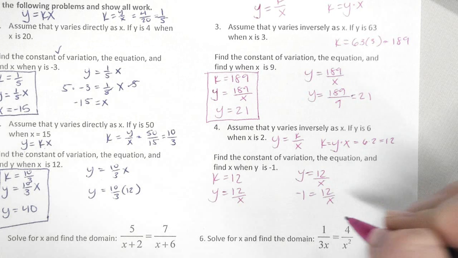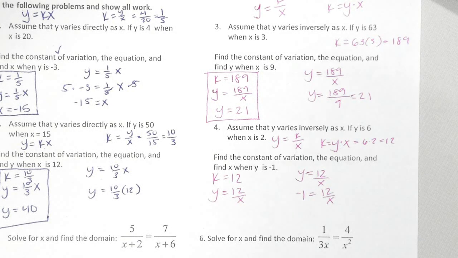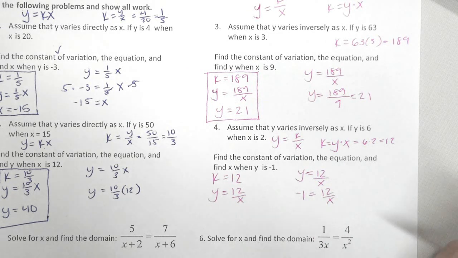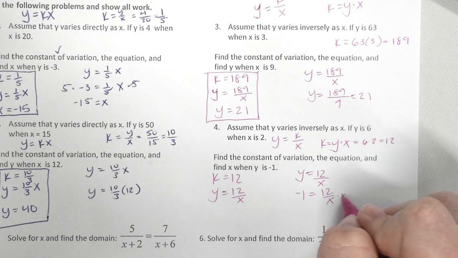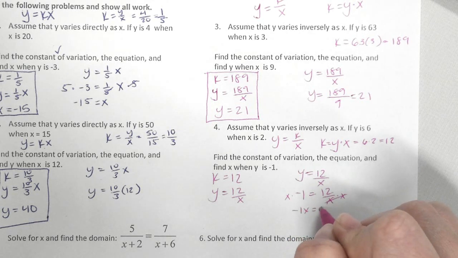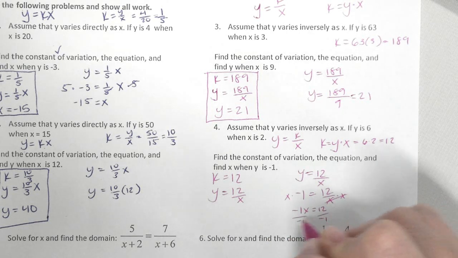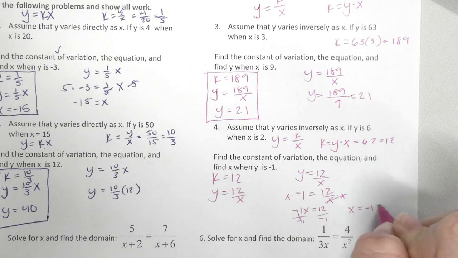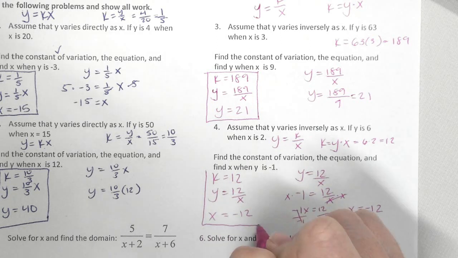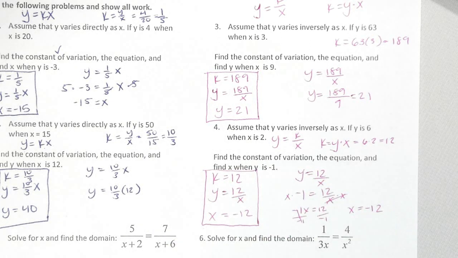Okay, a lot of people messed this one up today. I want you to realize that you have to get rid of this divide by x first. You need to get rid of fractions. Well, the way we get rid of fractions is by multiplying. So we're going to multiply both sides by x, and I get negative 1, x equals 12. Divide both sides by negative 1, and I get x equals negative 12. So there's the 3 things I was looking for.